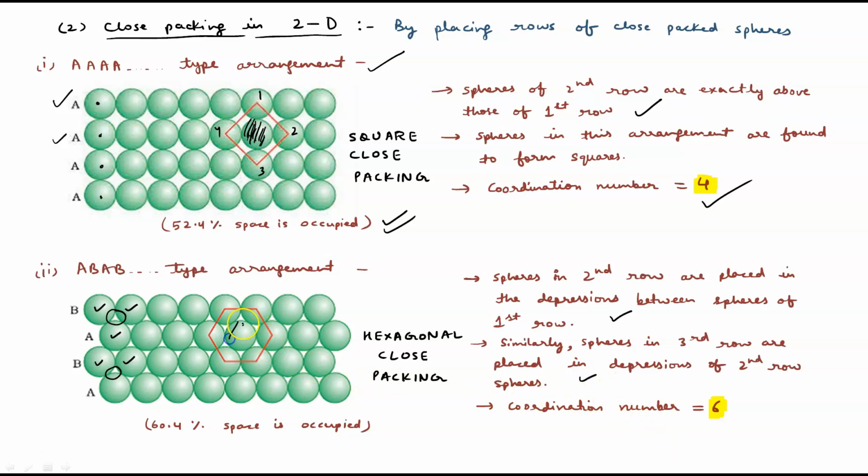In this, when we take this reference sphere, it is touched by 1, 2, 3, 4, 5 and 6, and it forms a hexagon. The coordination number comes to 6 because it is touched by 6 neighboring spheres. In this, 60.4% space is occupied, which is more than the AA type arrangement, that is square close packing. So it is better, or we can say more close packed, than the first arrangement. So AB type arrangement is more packed. Hexagonal close packing is more packed than square close packing.